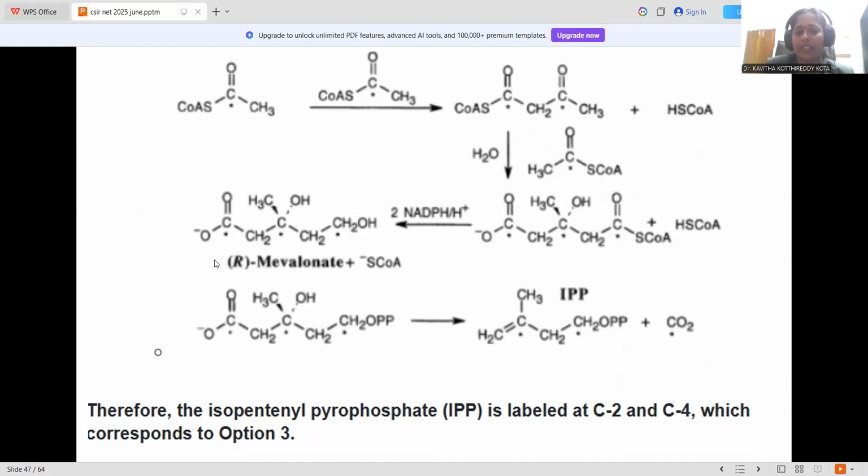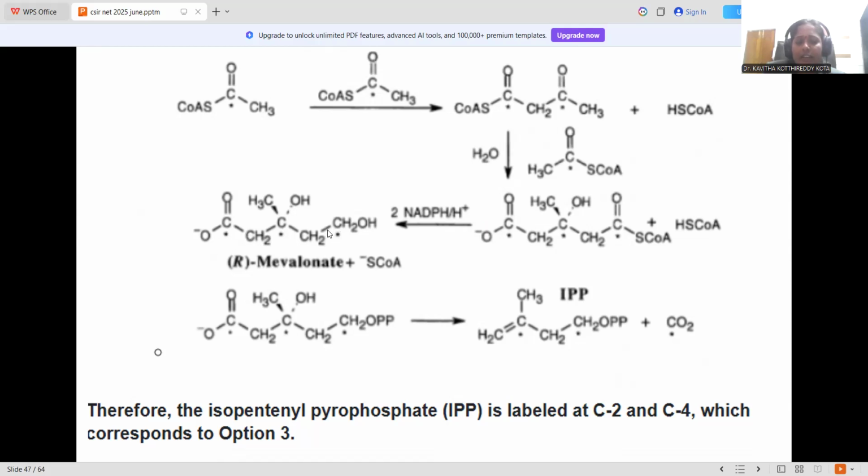Whenever reduction takes place upon this molecule, the acetate remains as this, CH2 remains as this, the CH3 and OH remain, and here is the CH2. The C double bond O with S-CoA is totally reduced into CH2OH. This is the kind of reduction process in the presence of NADPH and H plus. The formed molecule is called mevalonate, and you can clearly observe the labeled carbon atoms.